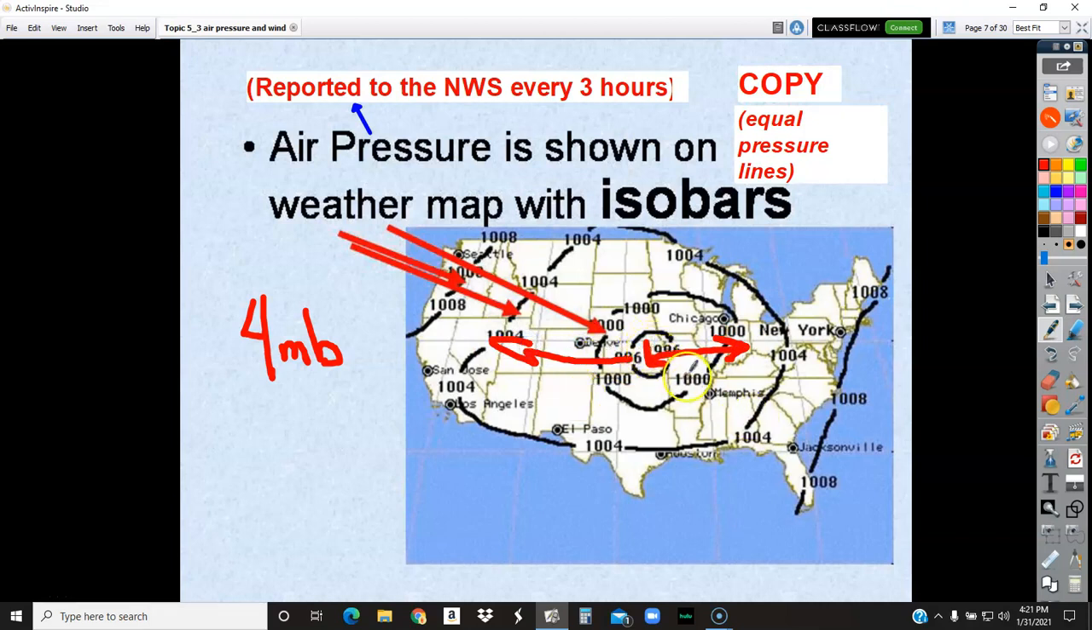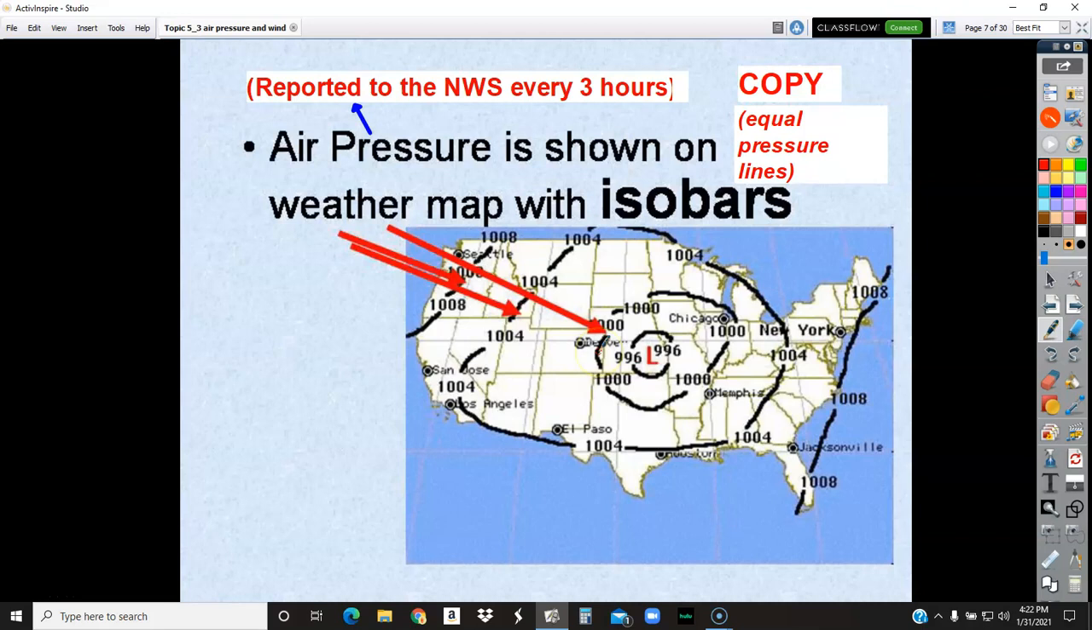And they're going to draw lines every 4 millibars. So this is 996. The next line out, you add 4 to that. That's why you got 1,000. So this would be the 1,000 millibar isobar. Then you keep adding 4. 1,004 millibars, that would be this one. And then 1,008, and etc.